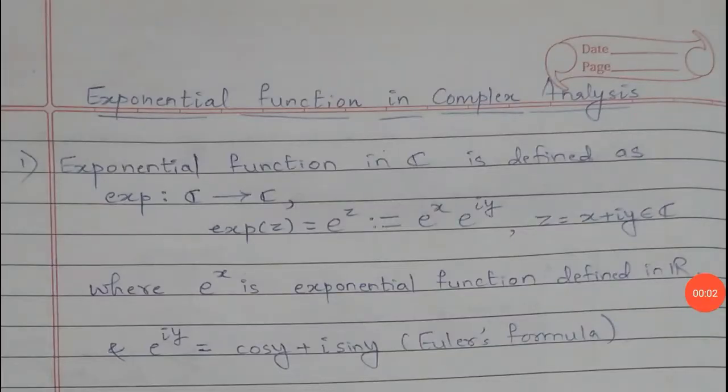Hello everyone. In this clip, I am going to explain the exponential function in complex analysis. The exponential function in C is defined as e raised to z is equal to e raised to x into e raised to iy, where e raised to x is the exponential function defined in R and e raised to iy is cos y plus i sin y, which is Euler's formula.